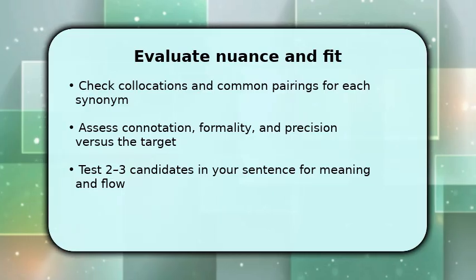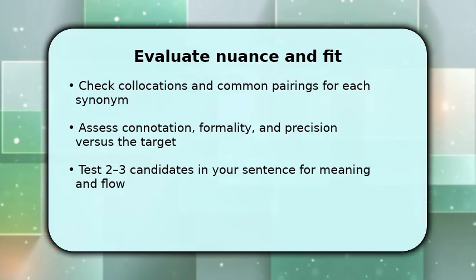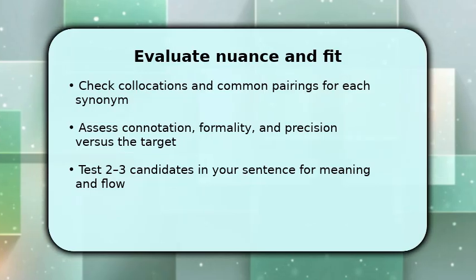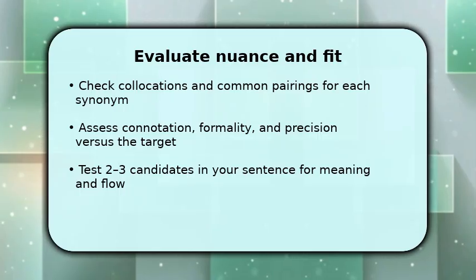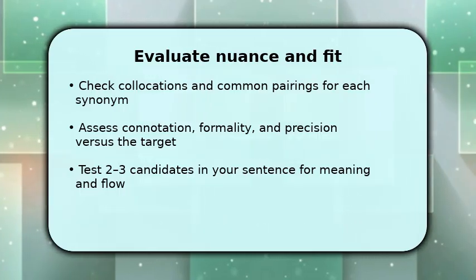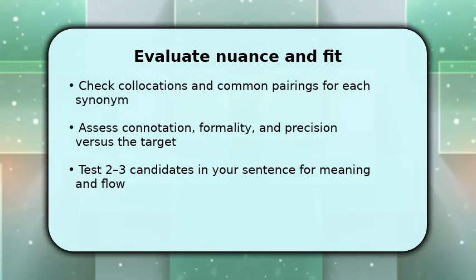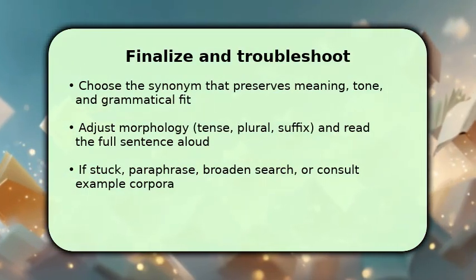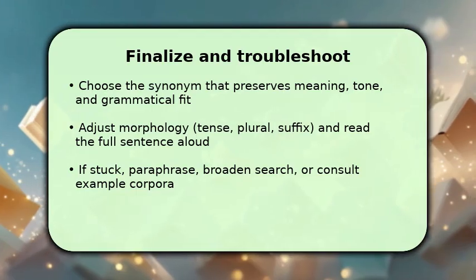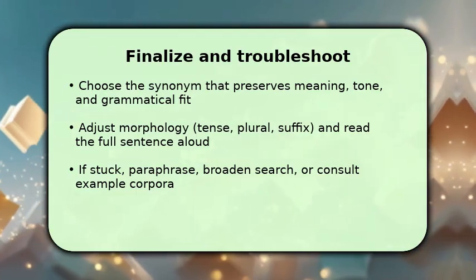Try 2-3 promising candidates directly in your sentence and read aloud to test rhythm and clarity. Also consult a dictionary for subtle sense differences and note whether suffix or tense changes are needed to preserve grammar and tone. You pick the best synonym and adjust morphology so grammar and agreement are correct. Then read the full sentence aloud to confirm naturalness and cadence.